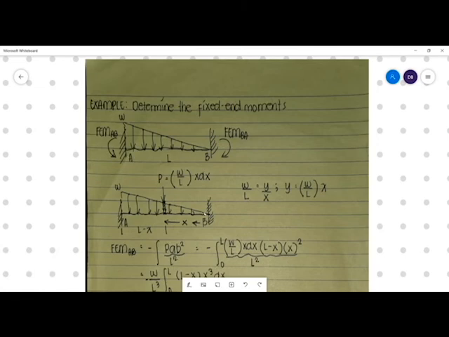We know that it is easier to form the equation when we measure from the right. So, we do ratio and proportion: W over L is equal to y over x. So our y is equal to W over L x. This is now your equation in terms of x. So our P will become W over L times x multiplied by dx. The dx is the smallest element of load.